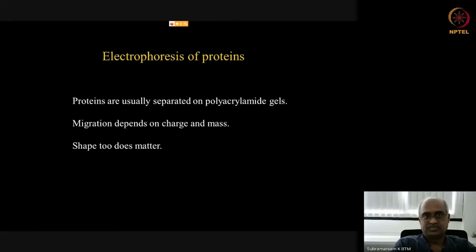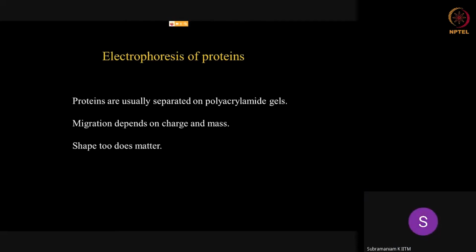So yesterday we learned about chromatographic methods where we looked at three different kinds of chromatographic methods: ion exchange chromatography, then gel filtration, then affinity chromatography, where we saw how proteins from a mixture can be separated and individual proteins can be purified.